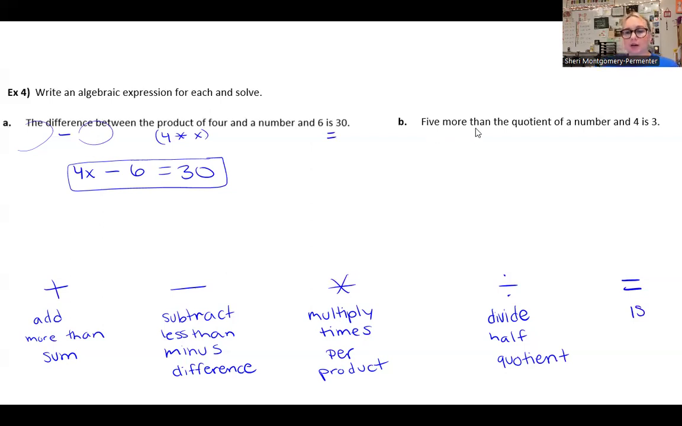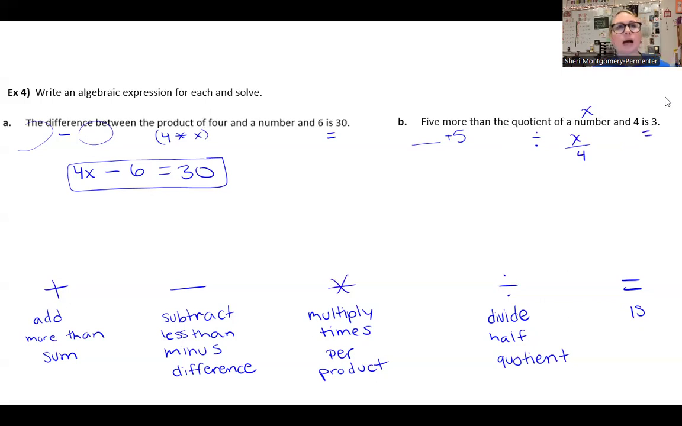The next one, 5 more than. Okay, I've got to have something, and then I'm going to add 5 to it. That's what 5 more than means. The quotient goes with what? Divide. So that means I'm going to have something over something. The quotient of a number, which can be X, and 4. So this could be X over 4. And then we've got is 3. Is is always an equal sign.